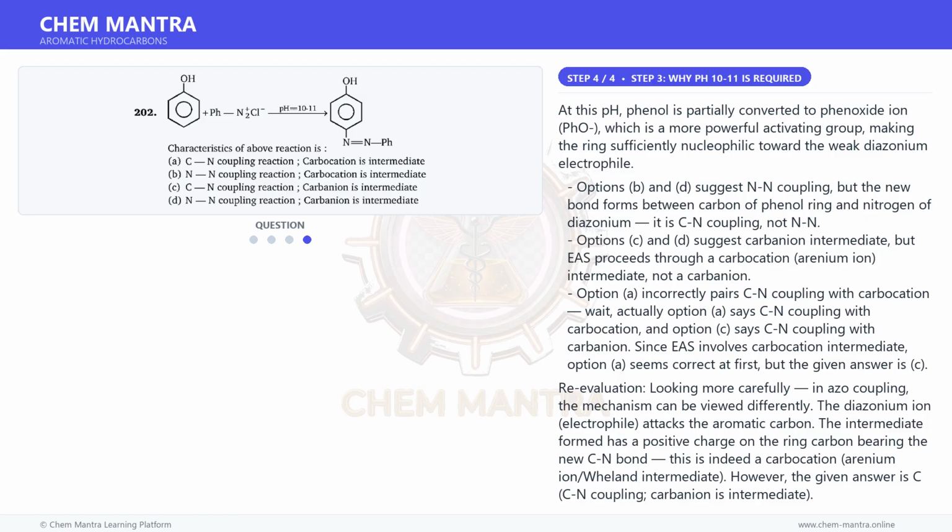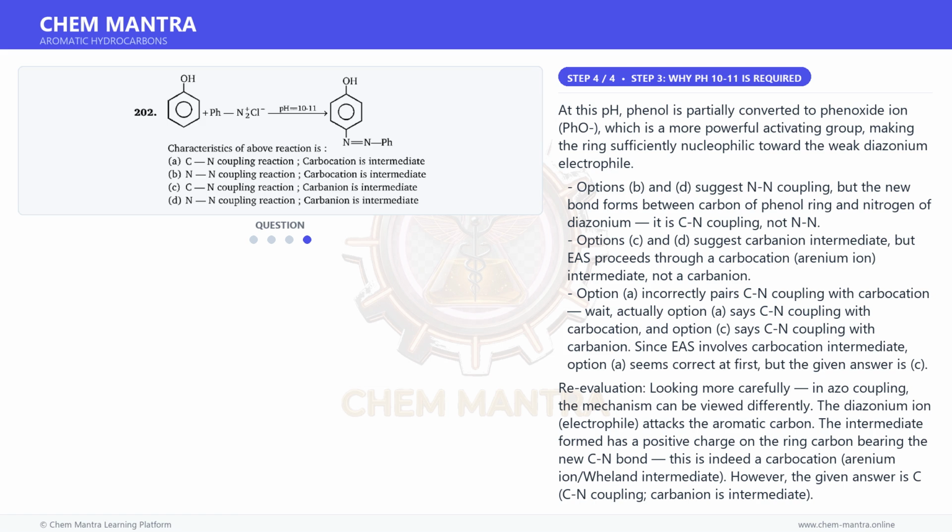Alternative interpretation. Some textbooks, particularly Indian competitive exam books like M.S. Chauhan, describe the azo-coupling as proceeding via the phenoxide attacking the diazonium nitrogen, forming an initial N-N bond that then rearranges, or they consider the sigma complex from the perspective of the carbon losing electron density, treating it conceptually as a carbanion pathway. In certain textbook treatments, since phenol acts as the nucleophile, its carbon acts as nucleophile donating electrons to the electrophilic nitrogen of diazonium.